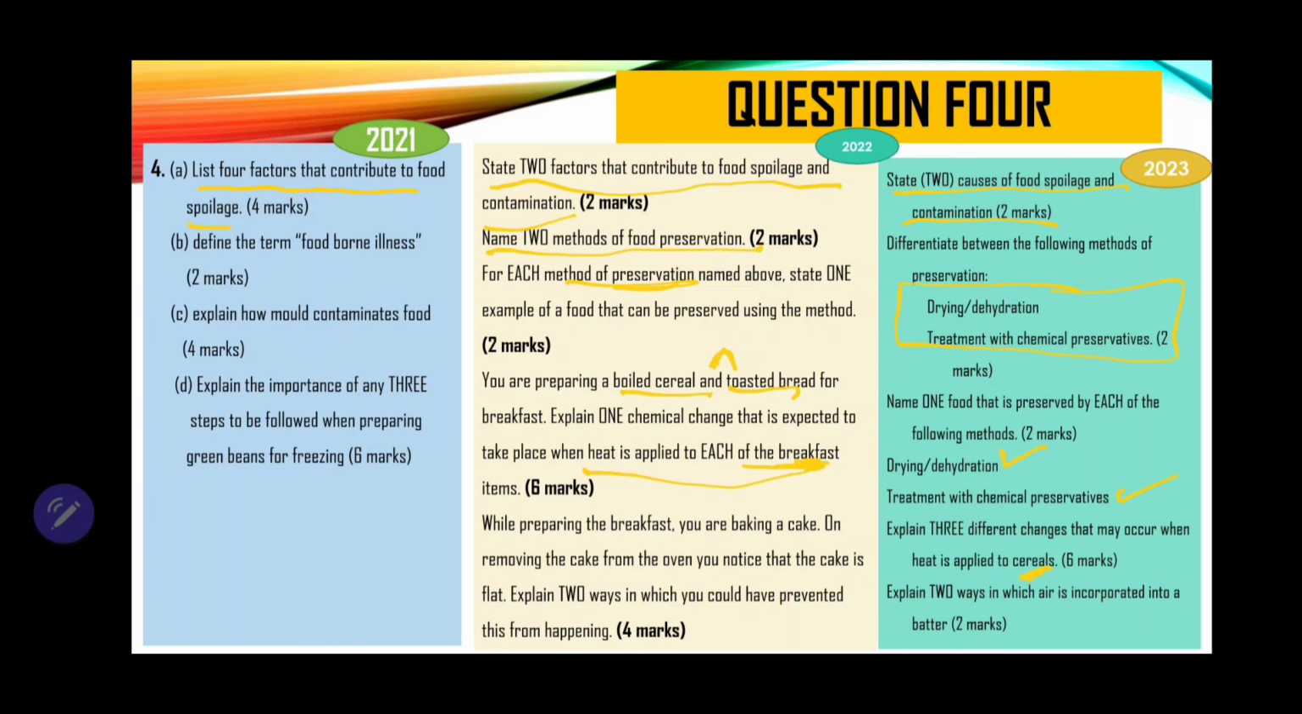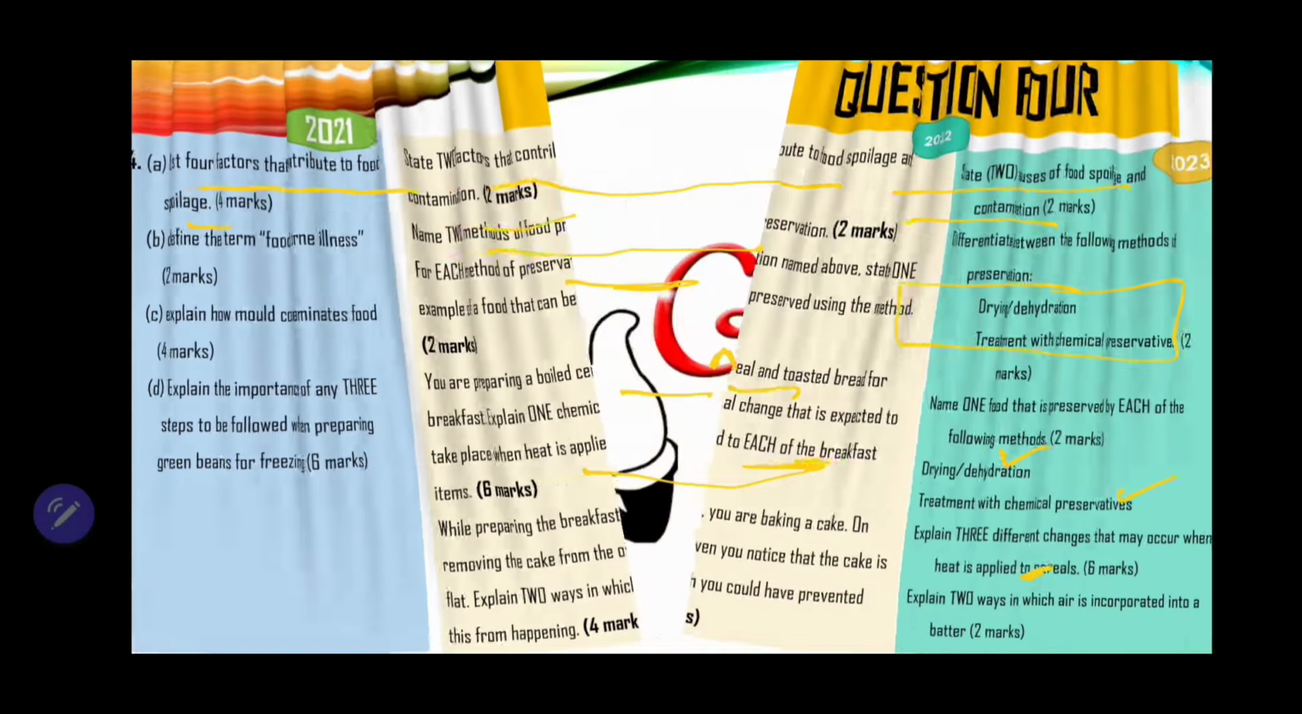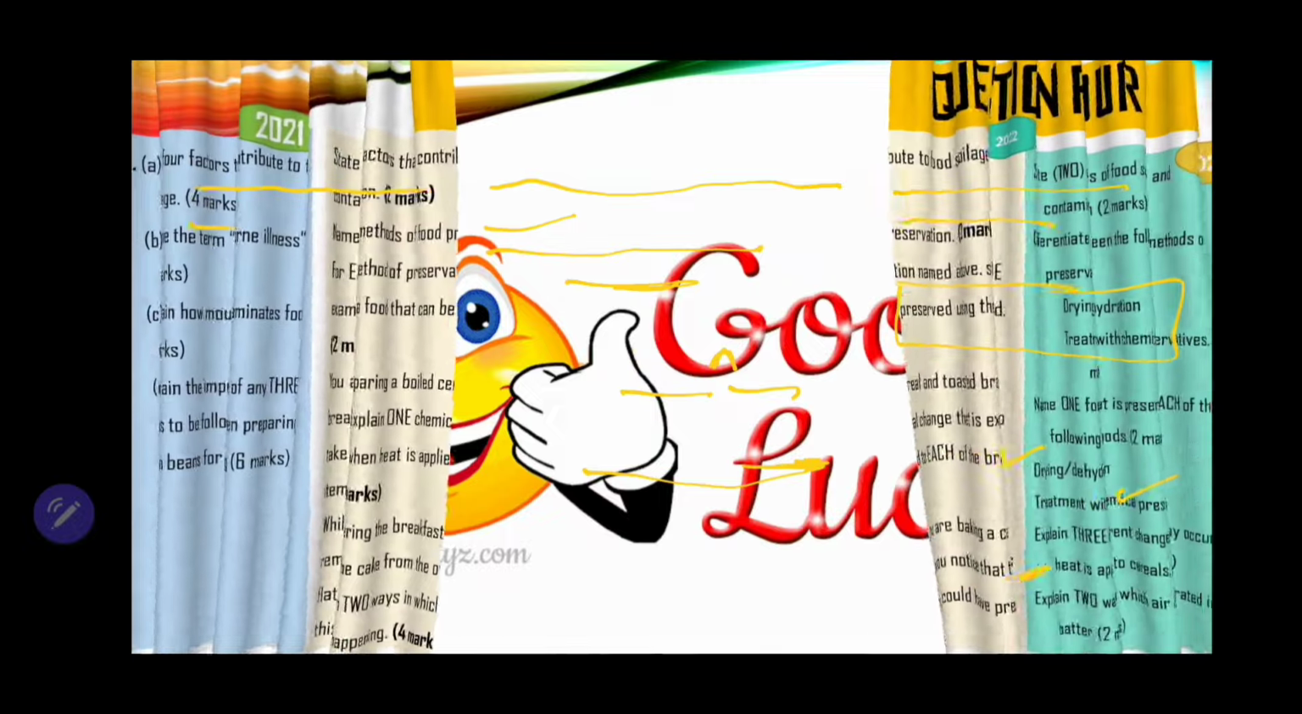And the final question there for 2023, explain 2 ways in which air is incorporated into a batter. Right. So for 2021 and 2022 ideal answers, you can find those videos on the channel. As for 2023, that video is coming up shortly. So stay tuned, guys. All the best with your exam, and I just want to wish you good luck.